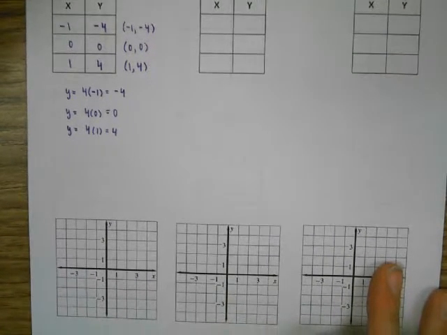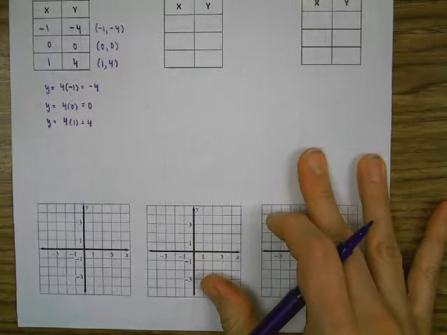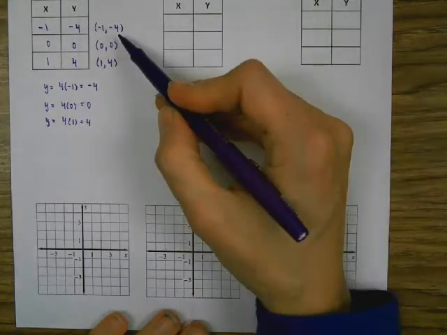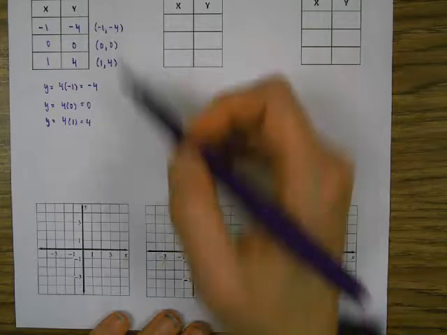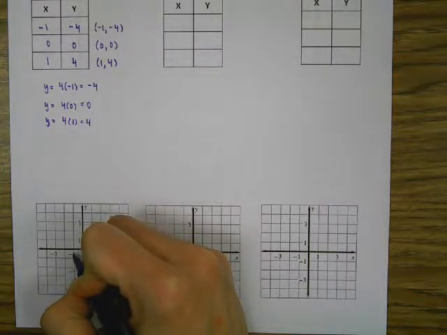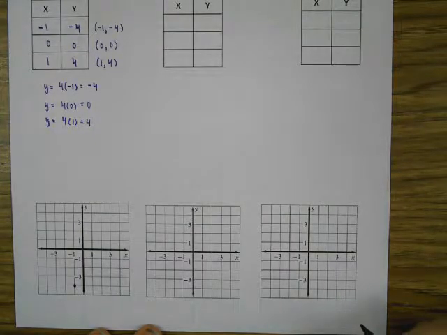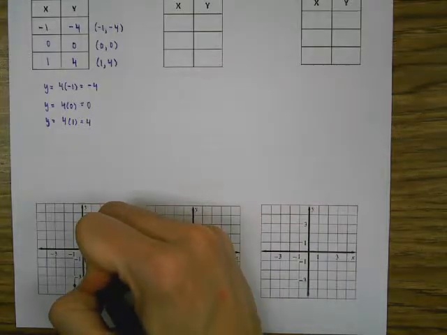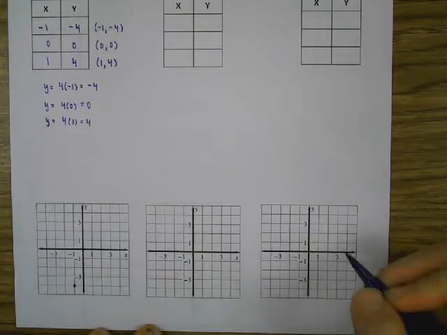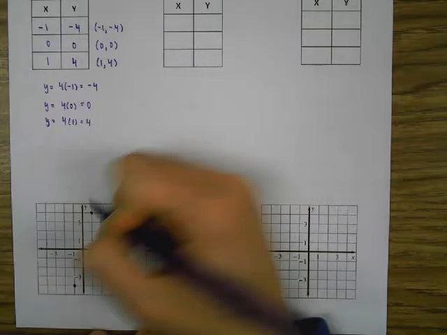Now we can go down to our coordinate plane here. I'm going to adjust this so we can see the table and the coordinate plane, and I'm simply going to plot these 3 points. First, -1, -4. Remember that tells us we start at the origin, go 1 to the left and down 4. My second point is at 0, 0. And then my third point is at 1, 4, which tells me to start at the origin, go to the right 1, and up 4.